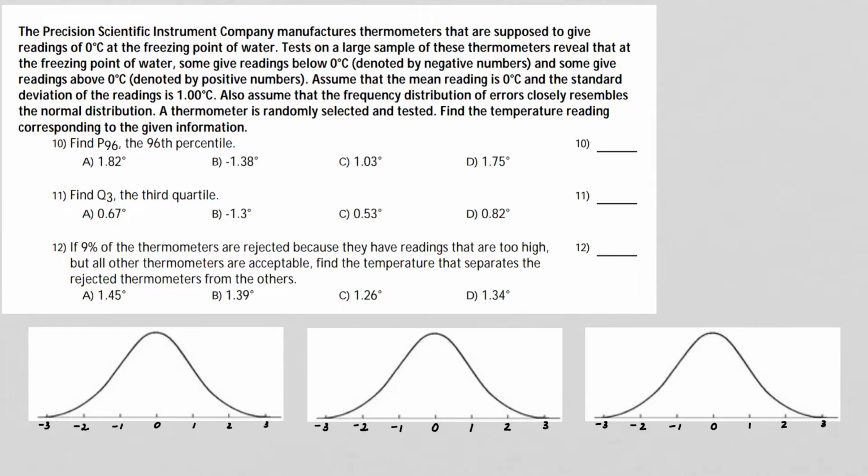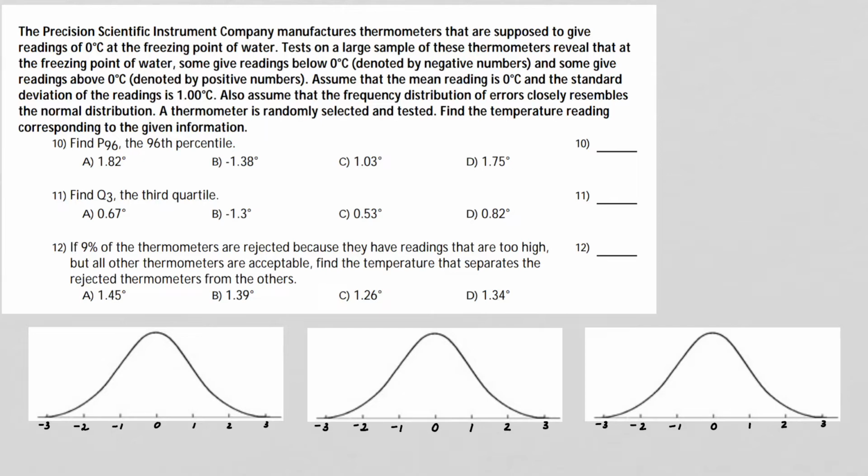In these problems, we're told that the Precision Scientific Instrument Company manufactures thermometers that are supposed to give readings of 0 degrees Celsius at the freezing point of water. Tests on a large sample of these thermometers reveal that at the freezing point of water, some give readings below 0 degrees and some give readings above 0 degrees.